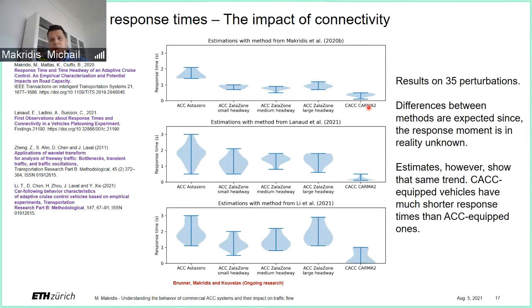And we implemented the response time with three methodologies. The one that I discussed before, the methodology of Christine that was presented last week, and the methodology of Lee et al., which is from a paper of Danzu and Jorge, and uses wavelet transform in order to detect the response time. And the three methodologies give different results. It's fine, because an observable response time is not something objective, in my opinion. It's something subjective, and we cannot decompose it easily. But the trend is the same. And the trend shows that with connectivity, we have much lower estimated response times for the vehicles.